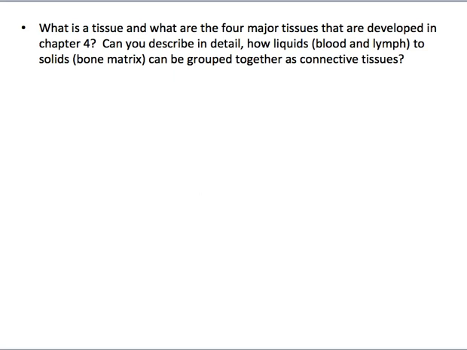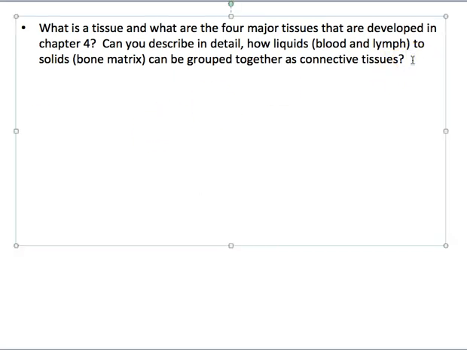The first question in the review packet was, what is a tissue and what are the 4 major types of tissue that are developed inside Chapter 4? Can you describe in detail how liquids such as blood and lymph to bones can be grouped together as connective tissues? And the way I tend to think about this, of course, is that drawing that I put in on all of the sort of explanations that I've put so far. But remember that all major tissues are derived from endoderm, endo, ecto, and mesoderm.